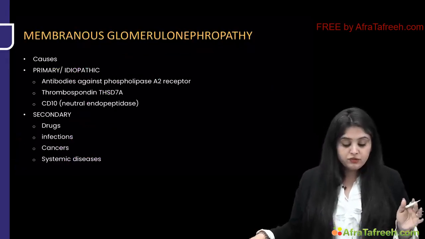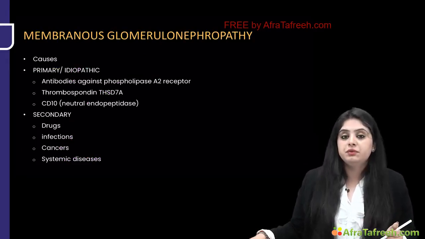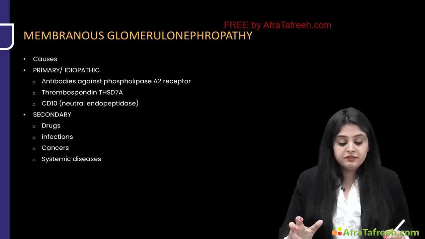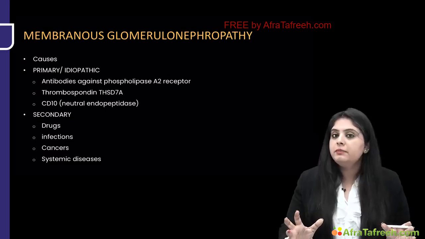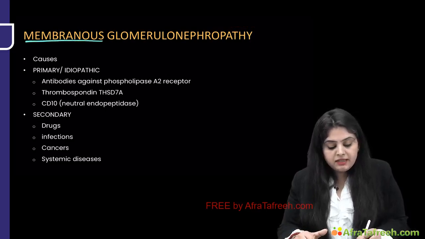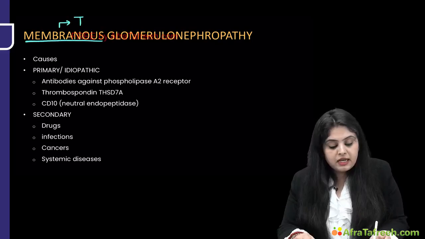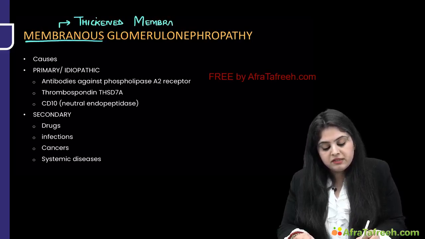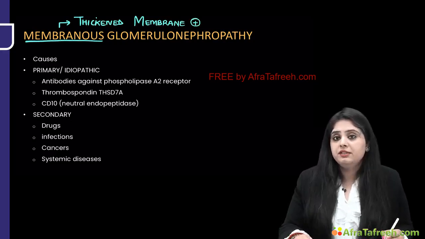Having said that, you see a lot of causes written in front of you. How will I learn this? First, guys, try to understand what is the disease, because that will give you a little bit of ease. When we talk about membranous, glomerulonephropathy is obvious, but membranous will tell me that ultimately there is a thickened membrane that is going to be present. So there's a membranous involvement.